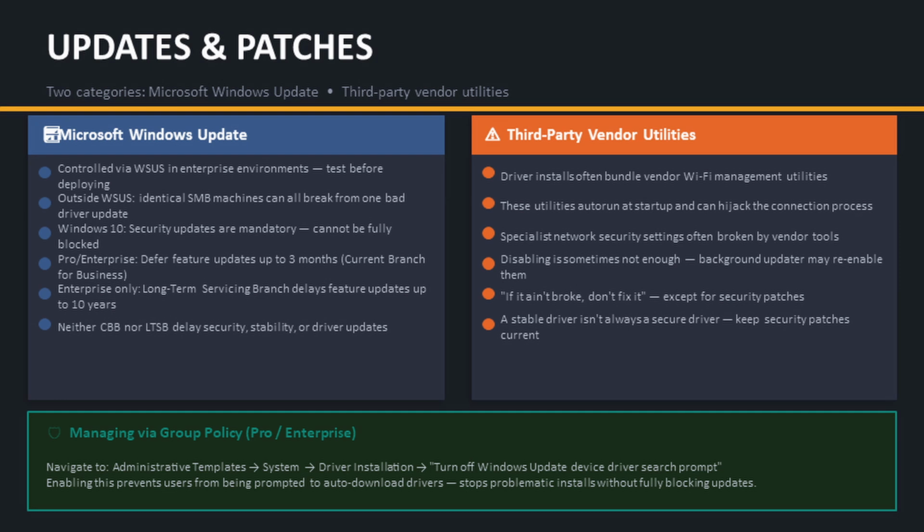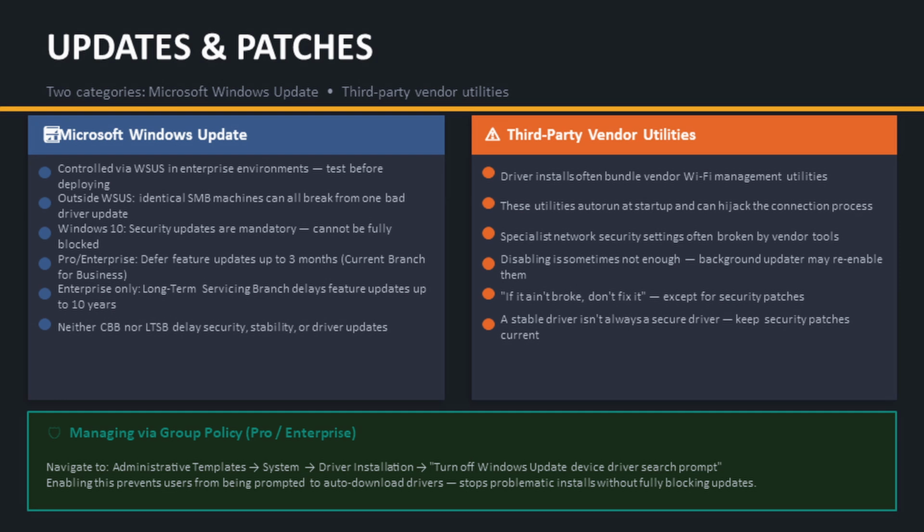Windows 10 has made security, stability, and driver updates mandatory. You cannot fully opt out. However, Windows 10 Pro and Enterprise users have two useful options. Current branch for business delays feature updates for up to 3 months, and a long-term servicing branch, available on Enterprise editions, delays feature updates for up to 10 years. Neither option delays security or driver updates.